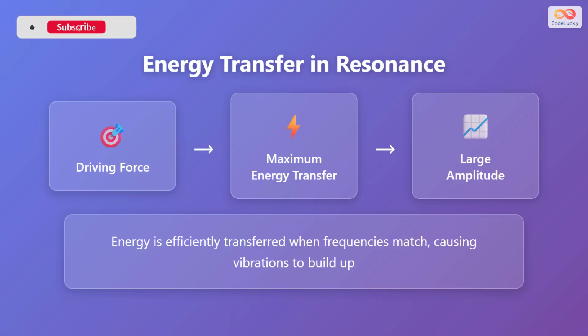During resonance, energy transfer happens in a very special way. When a driving force operates at the same frequency as an object's natural frequency, maximum energy transfer occurs. This efficient transfer of energy causes the vibrations to build up over time, resulting in increasingly large amplitudes. It's like pushing a swing at just the right moment in each cycle. The swing goes higher and higher with each push.